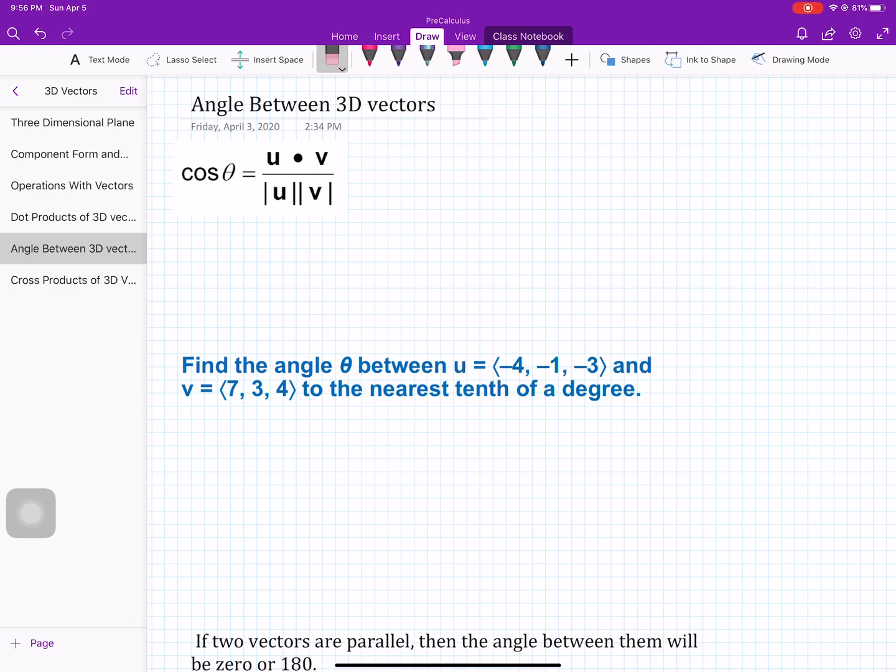Hello, and welcome back to our video series about three-dimensional vectors. Today we're going to be discussing the angle between three-dimensional vectors.